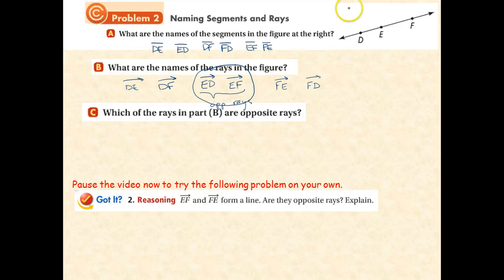So EF, here's ray EF, I'll draw a picture of what it looks like. And then ray FE. If we were to separate those two rays, they would look like this. So are they opposite rays? The answer is no. They do form a line, but they don't share an endpoint. And you need both of those conditions satisfied in order to be opposite rays.